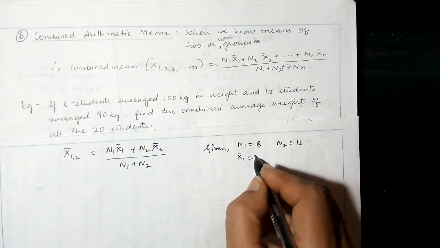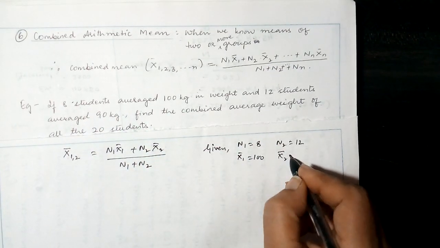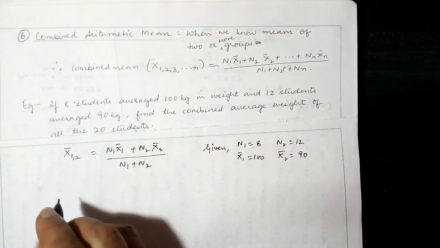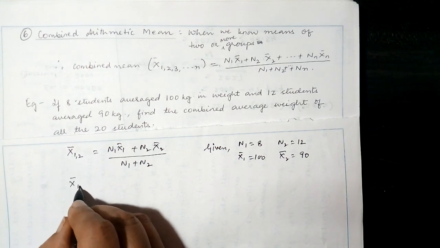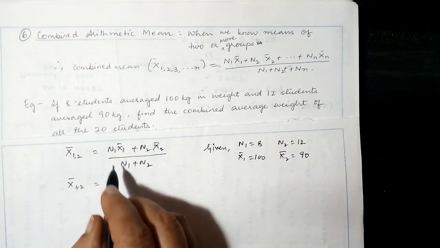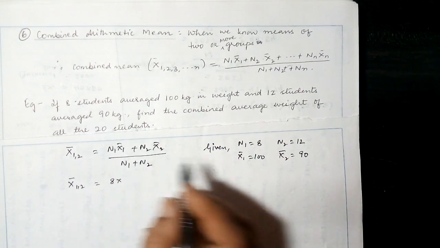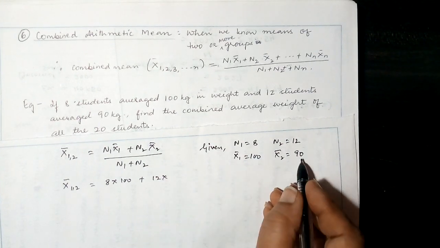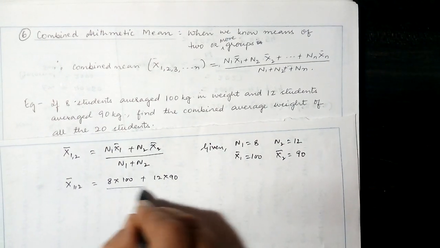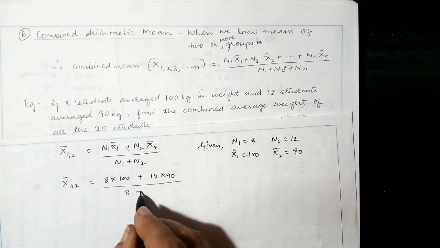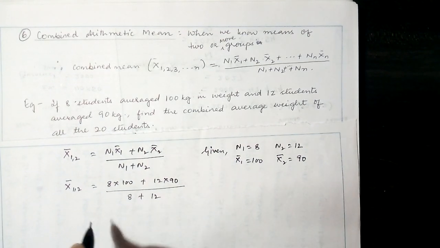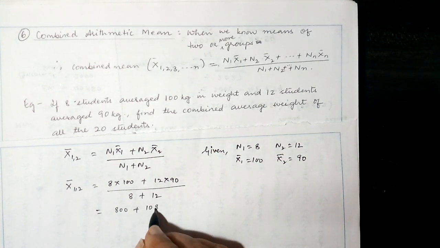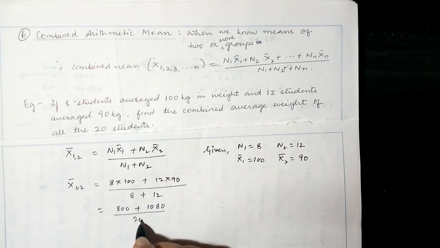For 8 students it is 100 kgs. And x2 bar for 12 students, what is the average? 90. Now let's put these values over here to find out the combined mean. So x bar 1,2 or combined mean is equal to n1 is 8, 8 into x1 is 100 plus n2 is 12 into x2 is 90 divided by n1 8 plus n2 is 12. So this would give us 800 plus 12 into 90, 1080, divided by 8 plus 12 is 20.